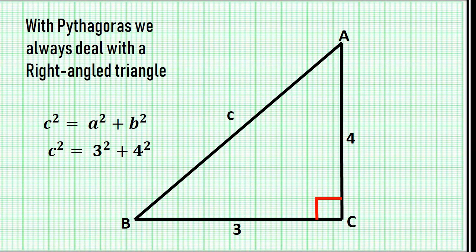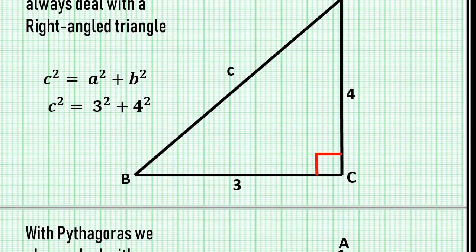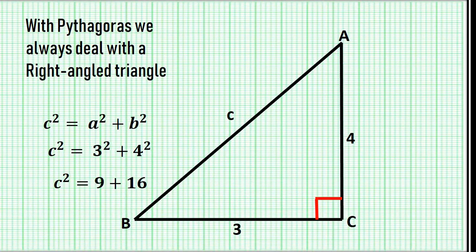So if you replace the a with a 3 and the b with a 4, then you will get c squared is equal to 3 squared plus 4 squared. Simplified, c squared is equal to 9 plus 16. Simplified, that would give you c squared is equal to 25. Some people stop here, and this is not correct. You are not finished because we want the length of c and not of c squared.